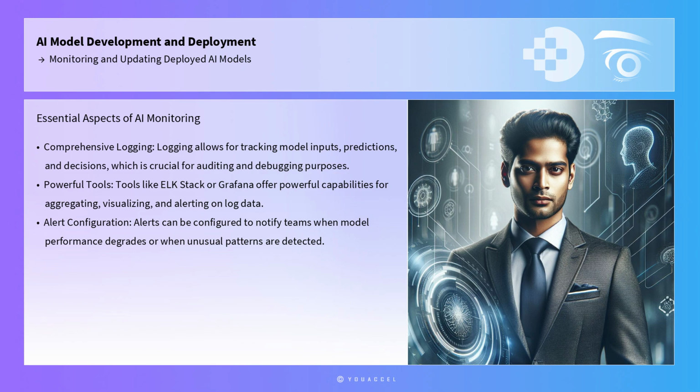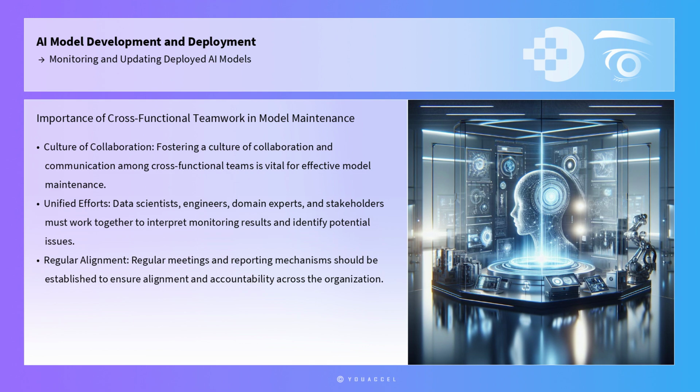Finally, fostering a culture of collaboration and communication among cross-functional teams is vital for effective model maintenance. Data scientists, engineers, domain experts, and stakeholders must work together to interpret monitoring results, identify potential issues, and implement corrective actions. Regular meetings and reporting mechanisms should be established to ensure alignment and accountability across the organization.